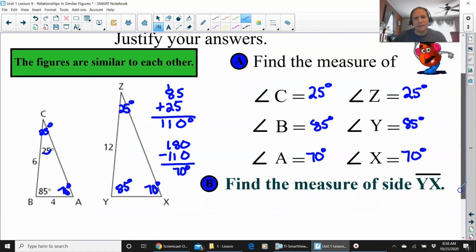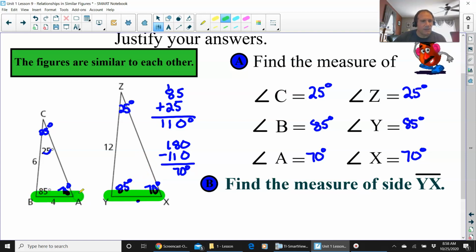Okay, so here we go. Find the measure of YX. So that means we need this. So I'm going to take my highlighter out, and I am going to highlight that right there. And I'm going to highlight this right here because that's the corresponding side. The only other side that they give me is this side and this side. So I can make a proportion out of that. So let's see. We have 6 over 4 equals 12 over, and I'm going to put X.